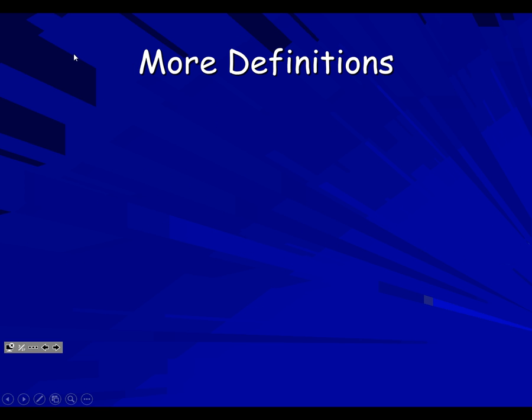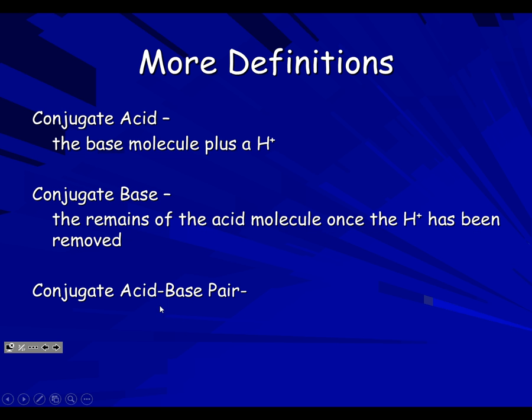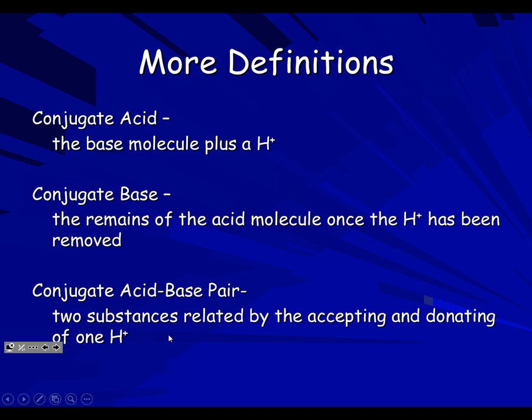We had a few more definitions that we had to go over. I'll put these up real quick here. Our conjugate acid, our conjugate base, and then remember that there's the relationship between the conjugate and what it came from, which is known as the conjugate acid-base pair. Our conjugate acid is the base molecule plus a hydrogen. Conjugate base is the acid molecule when you get rid of one hydrogen. And these two things are related to each other by one hydrogen. There's just the difference of one hydrogen.